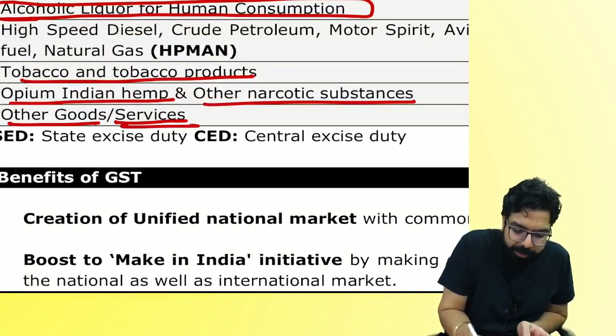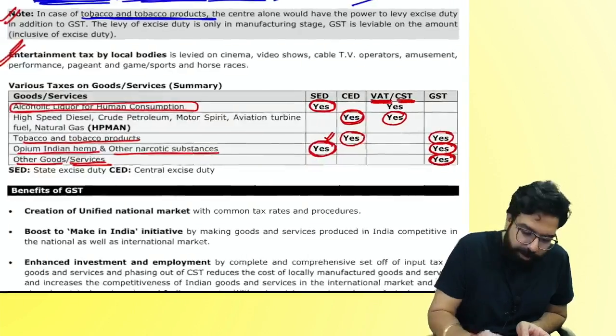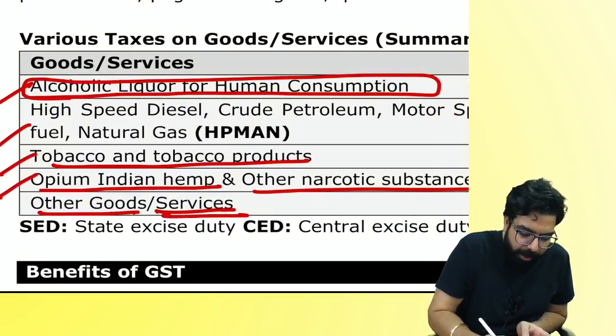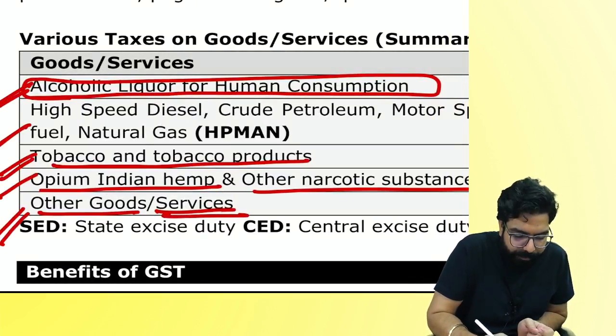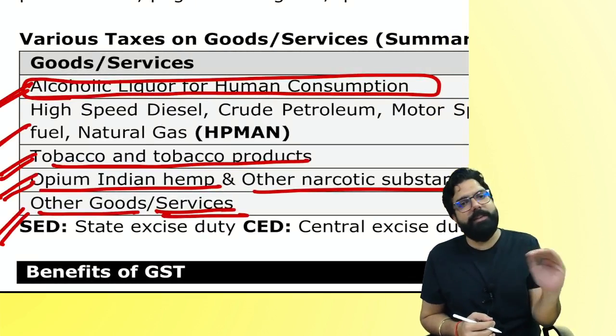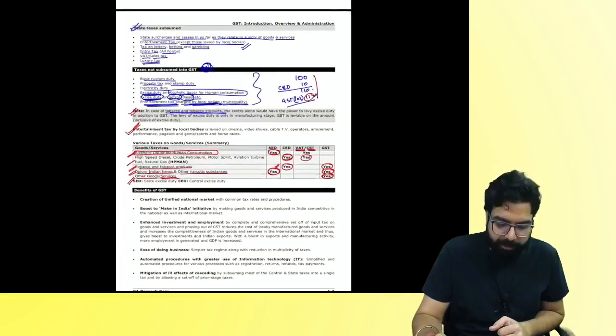Other goods or services, any other goods and services, what do we charge, everyone? Only GST. So these are the 5 items which I have written. All items where nowadays only GST is there. But these 4 items, if you see, other than GST also we charge excise duty and VAT, CST, etc. So I have gone ahead and just written a summary.